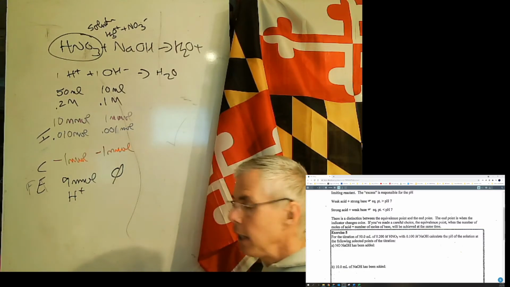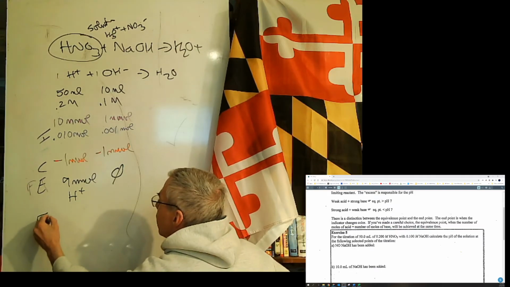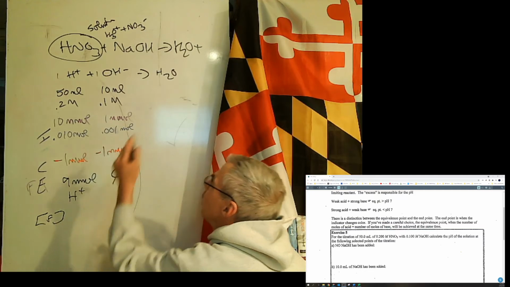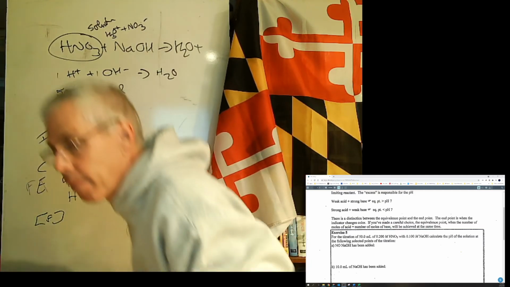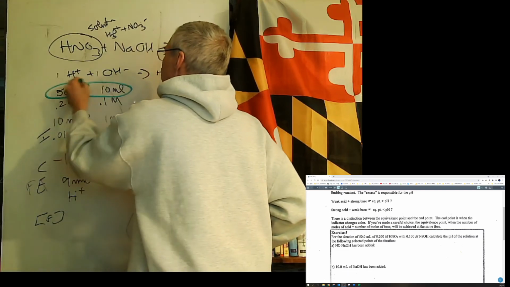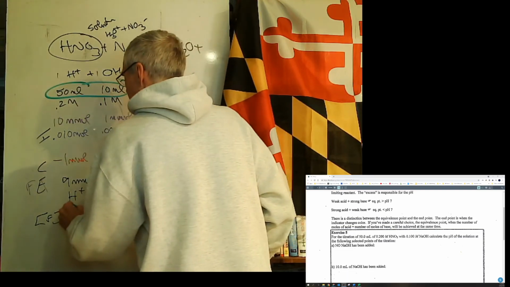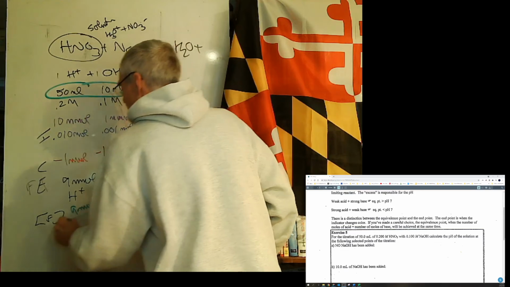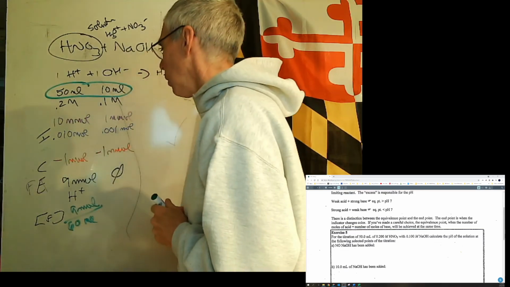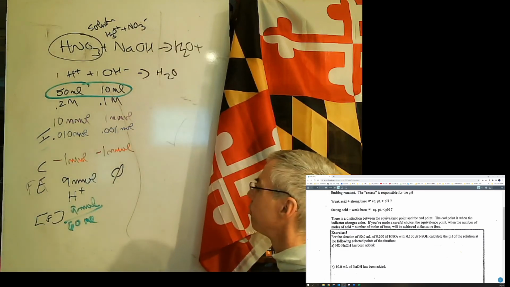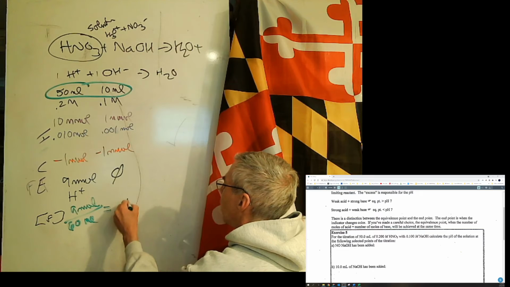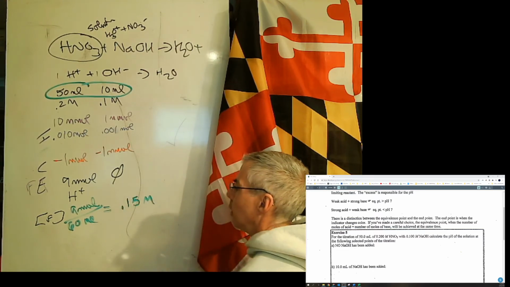Now, to find our equilibrium, our final concentration, we've got to make sure that we notice there is a change in volume. So you've got to take note of the fact that it's 50 mils plus 10 mils, so therefore it's 9 millimoles in 60 milliliters. Whatever that is. 9 over 6, 1.5, so it's 0.15 molar.